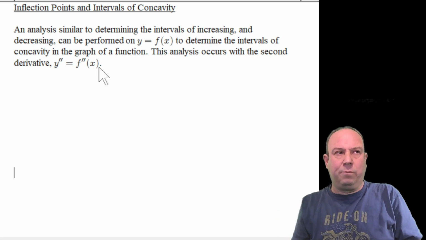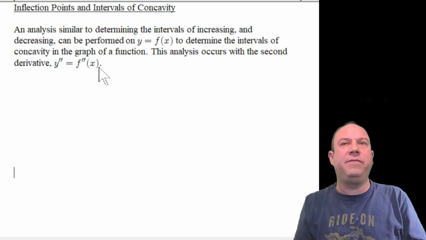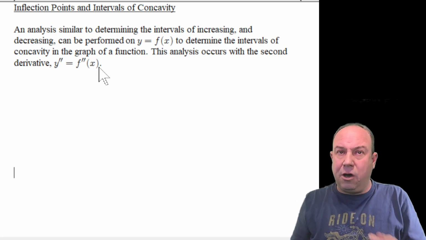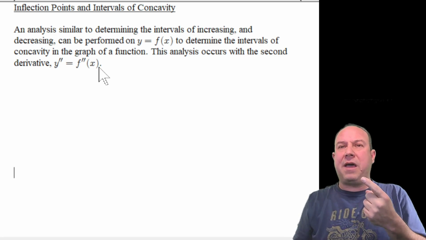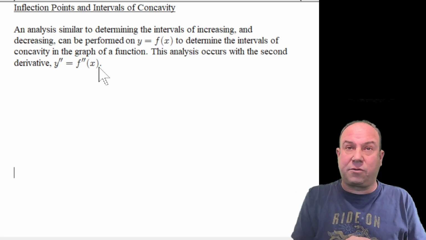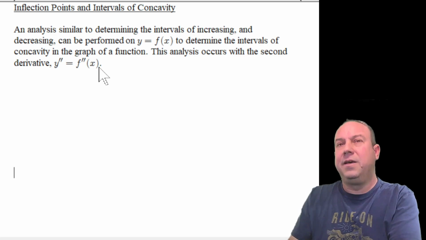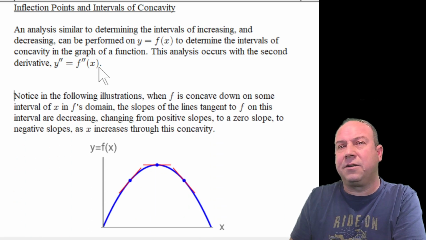So what we're looking at when we're looking at concavity is the increasing and decreasing behavior in our slopes. And where do we analyze for increasing and decreasing behavior is with the derivative. And where are we going to find our slopes is with the first derivative of f. So we're going to end up having to take the derivative of the first derivative of f, which is the second derivative. That is why this analysis happens with respect to the second derivative.